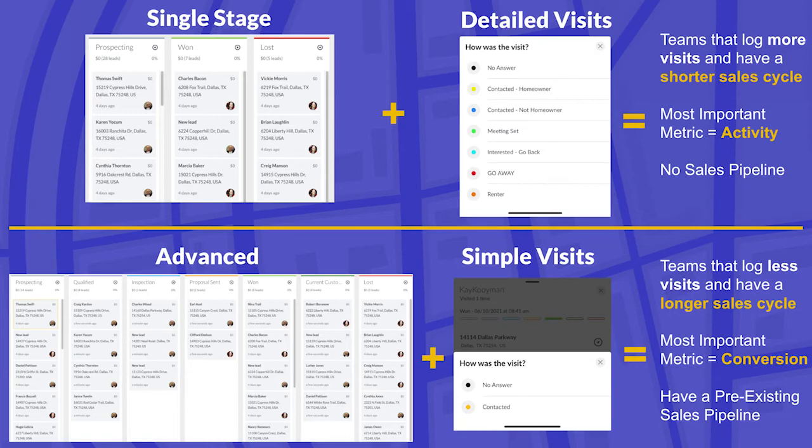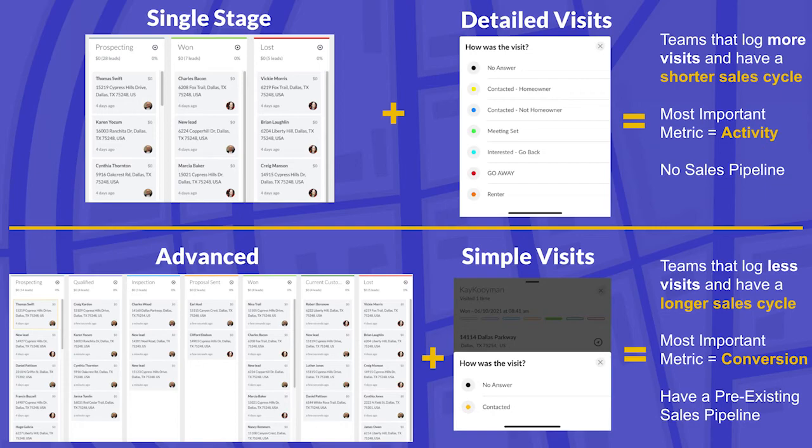The single stage pipeline with more detailed visit results is designed for teams that log a lot more visits in the field and have a shorter sales cycle. This is typically our traditional door-to-door sales companies, and the most important metric being generated for this type of setup is going to be activity. This is also for teams that don't have a pre-existing sales pipeline, meaning they don't have predetermined stages that they're wanting to track and manage.